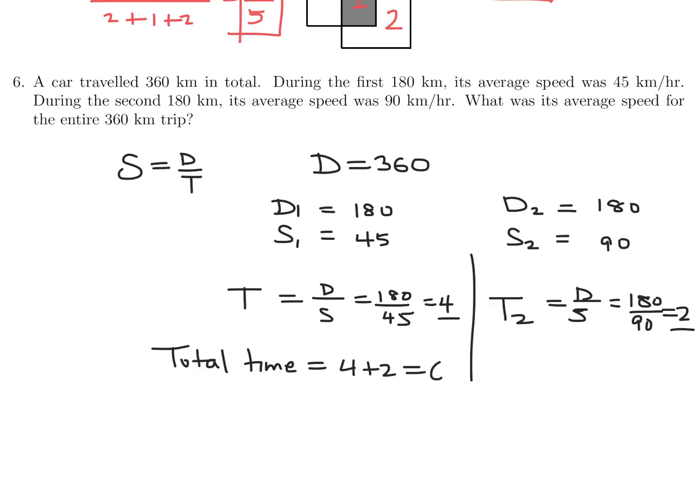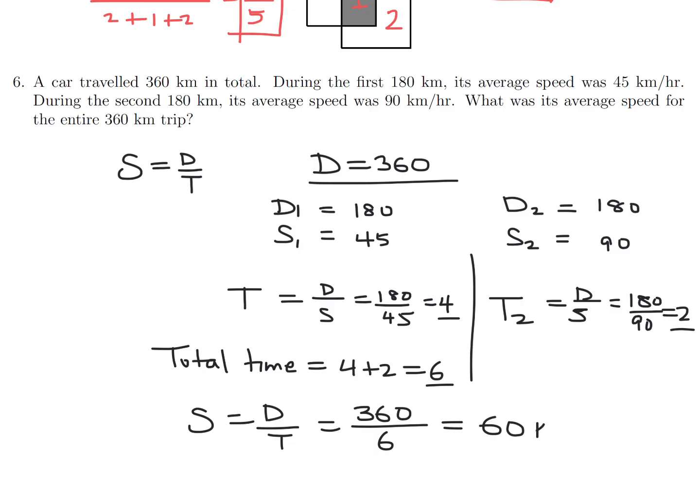So that's 6 hours. So the average speed would be speed is equal to distance over time, where the distance is this guy, and the total time is this. So that is 60. And to make it complete, put in the units, kilometers per hour.